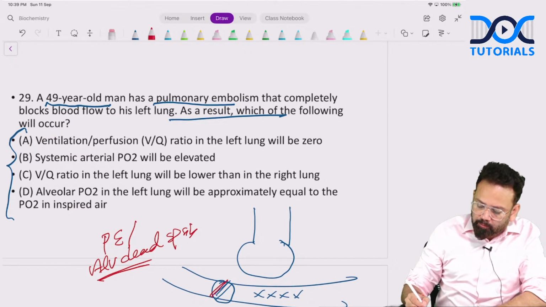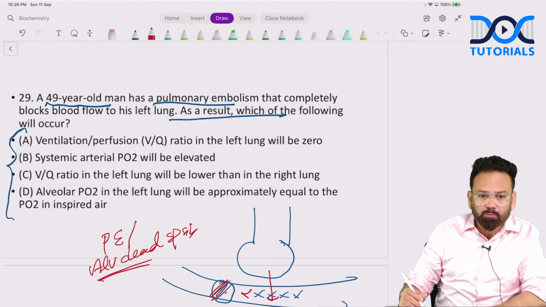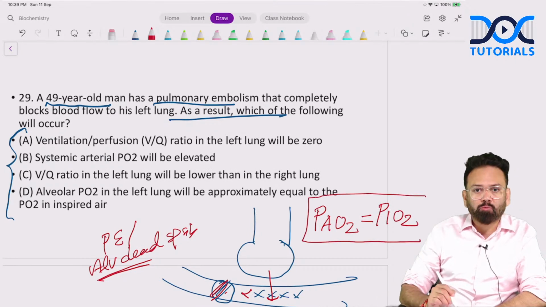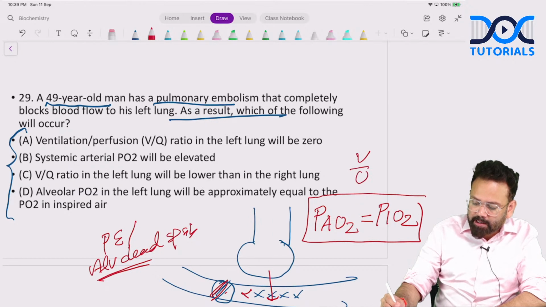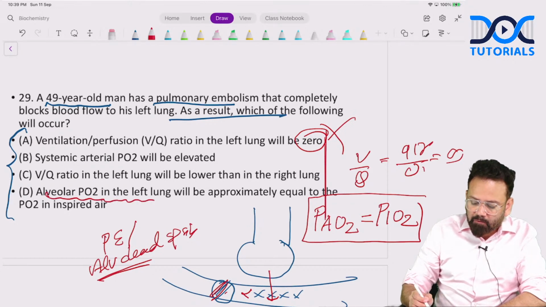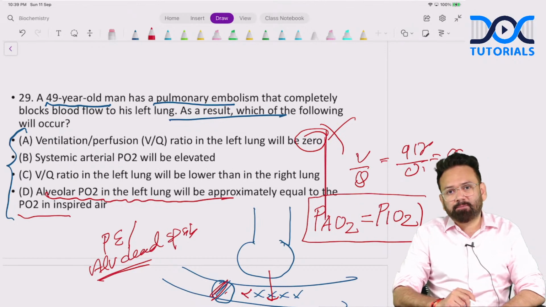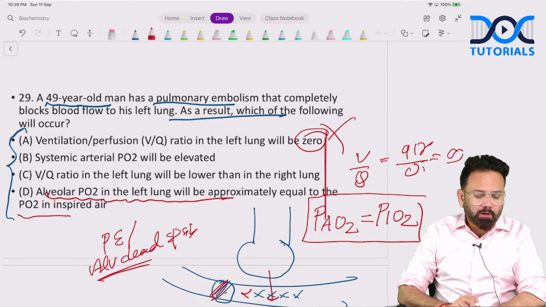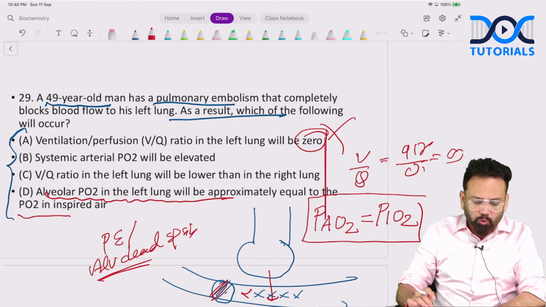If there is no blood here, oxygen will not be transported. So, in this condition, we have discussed that alveolar pressure of oxygen will be equal to inspired oxygen. PaO2 will be equal to PiO2. And V by Q ratio, air is there, blood is not there, will be infinite, not 0. Is it 0? No. Is V by Q lower? No, it is infinite. Alveolar PO2 in the left lung will be equal to PO2 in the inspired air. We will discuss in detail. It is a 1 hour topic which we have discussed in detail in V by Q ratio. Just go to the app, or see the notes.